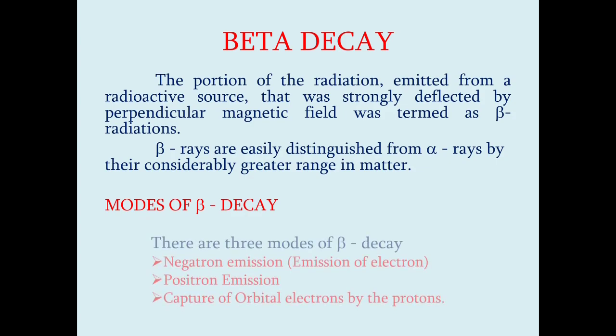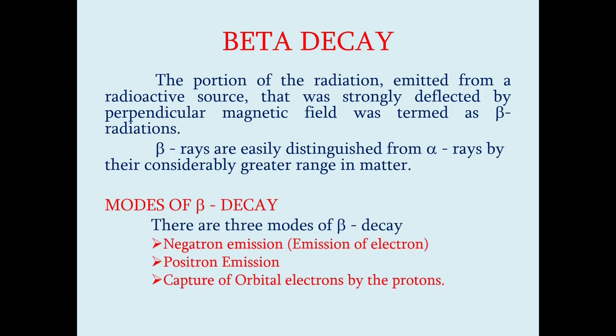And what are the ways this beta decay can happen? There are three modes of beta decay. One is the negatron emission, that is the emission of an electron, and the second is positron emission. The third method is capture of orbital electrons by protons.